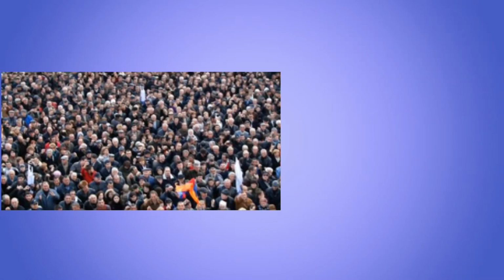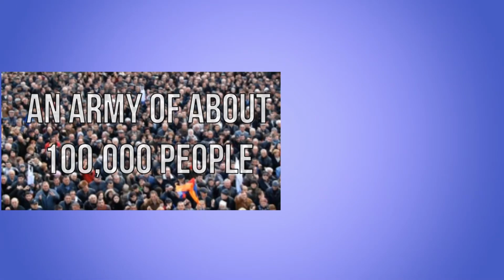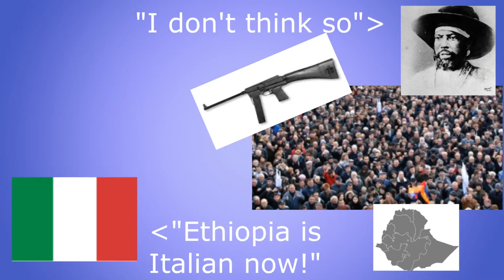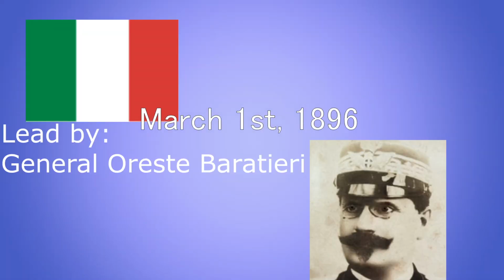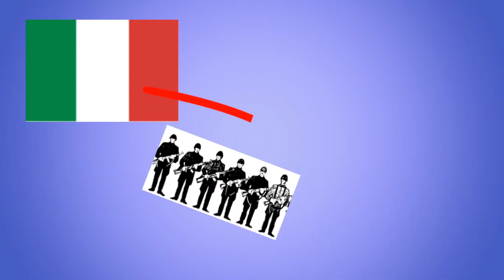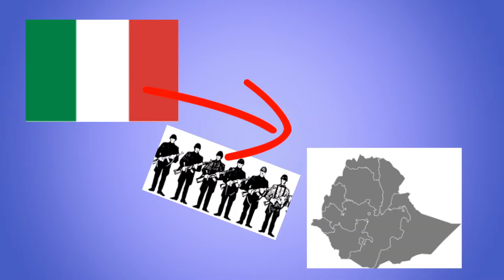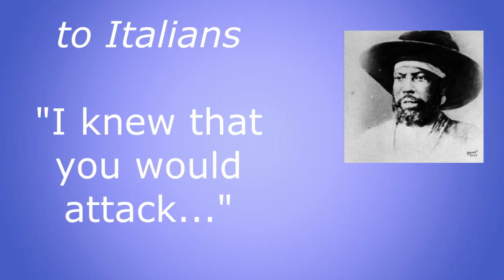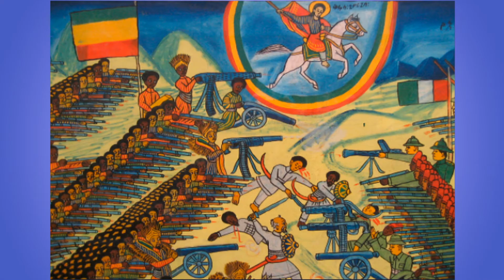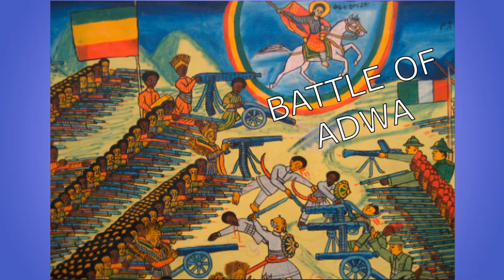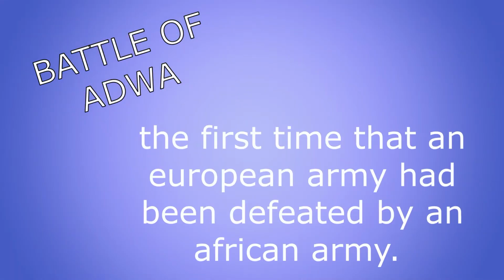During this time, Menelik acquired an army of about 100,000 people and resisted the Italians, who declared that Ethiopia was under Italian control. On March 1st, 1896, the Italians, led by General Oreste Baratieri, invaded Ethiopia from Eritrea. Menelik, ready for an attack, defeated the invading Italians at the Battle of Adwa. The Battle of Adwa marked the first time that a European country had been defeated by an African army.